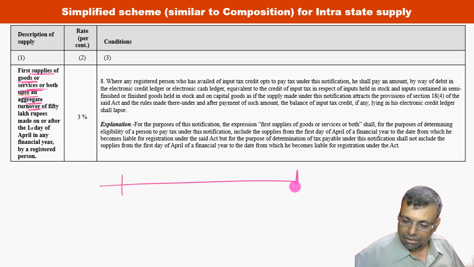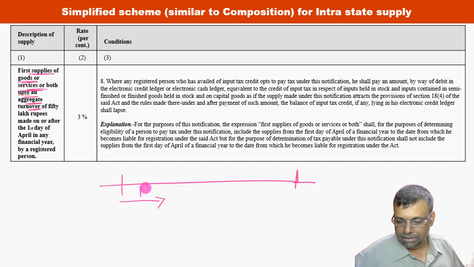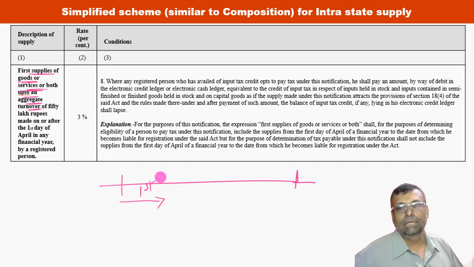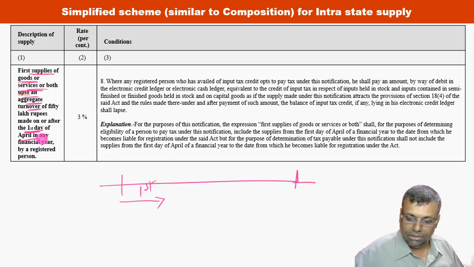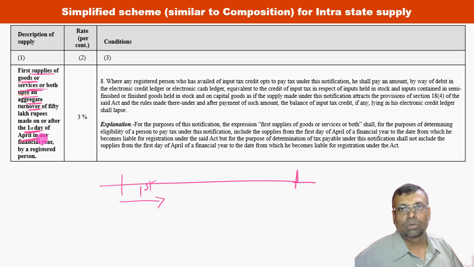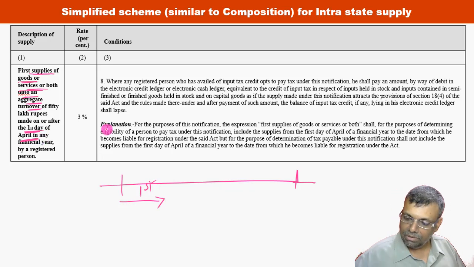So basically, if you say your previous year, or if you say your financial year, when you start doing the business, this is all your first supply. So you have to just keep on applying this particular scheme until you don't cross this particular limit, which is a turnover criteria. That's a simple logic of this particular provision. And of course, it should start from the 1st of April, because the financial year in India starts from the 1st of April. And this particular explanation basically clarifies what is the first supply of goods.